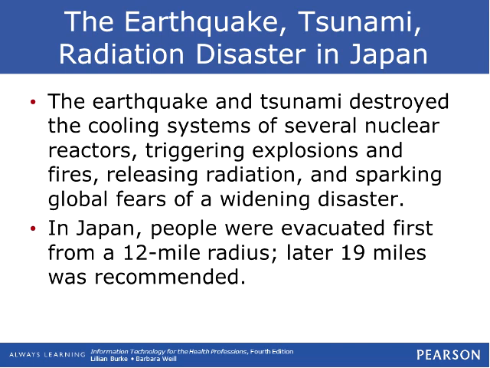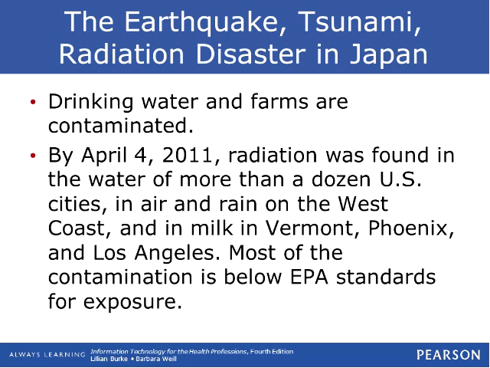And in Japan, people were evacuated first from a 12-mile radius, and later 19 miles was recommended. Now, we think of the atomic bombs that were released on Hiroshima and Nagasaki. This effect that we see at this point was fairly equal to that event. And I say fairly equal, caused as much damage as those atom bombs. So you have to really understand the dynamics. Drinking water and the farms in the area were totally contaminated. And much of the food for Japan came from that area.